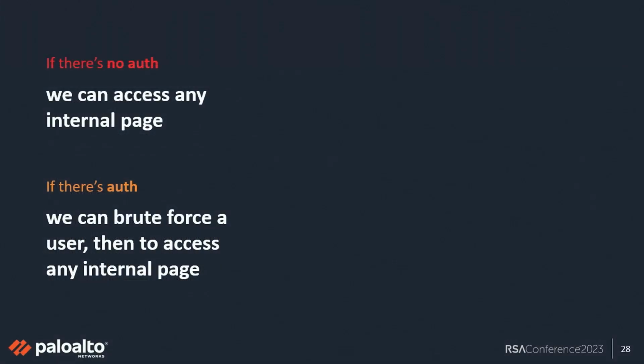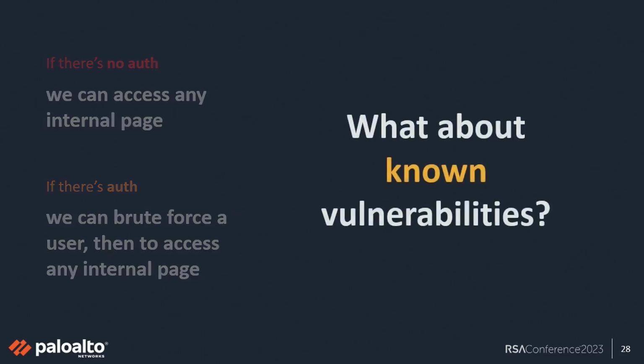So let's sum up this part. If there's no authentication to Jenkins, we can basically access any internal page that we want. If there is authentication, we can brute force the user's credentials, then access any internal page we want using the from parameter with the redirection. On the first one, we don't need it. But as I said before, we as hackers always want more. What else can we do? So what about non-vulnerabilities?